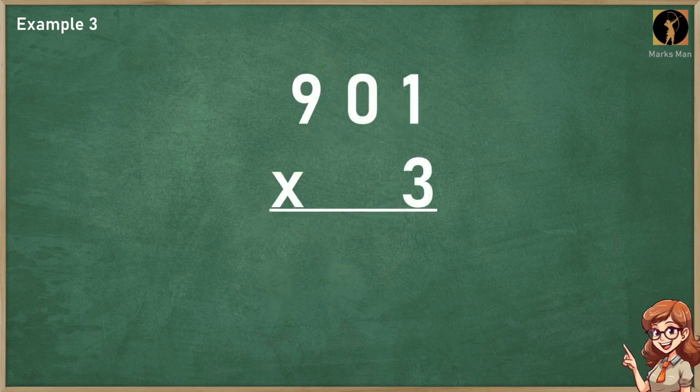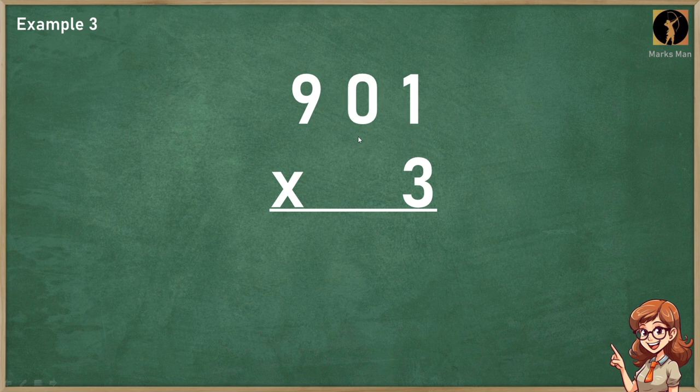Next example, what is 901 times 3? Here we have a three-digit multiplicand multiplied to a one-digit multiplier. So, let's follow the steps that we did earlier. Let's multiply our multiplier to each digit in the multiplicand, starting from the ones place. So, 1 times 3, that is 3. And 0 times 3, that is 0. And 9 times 3, that is 27.